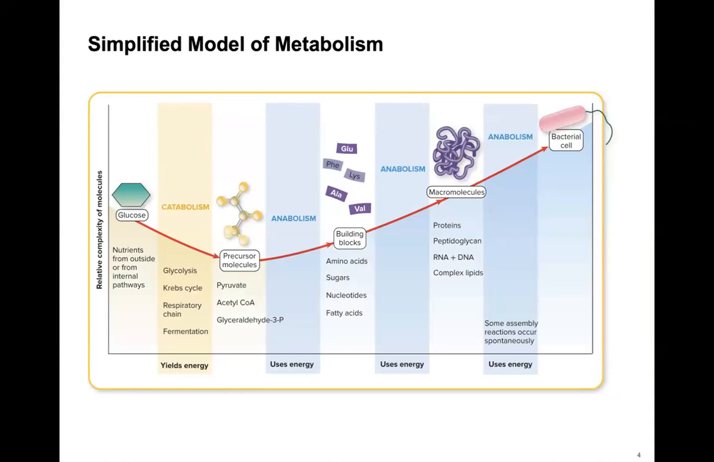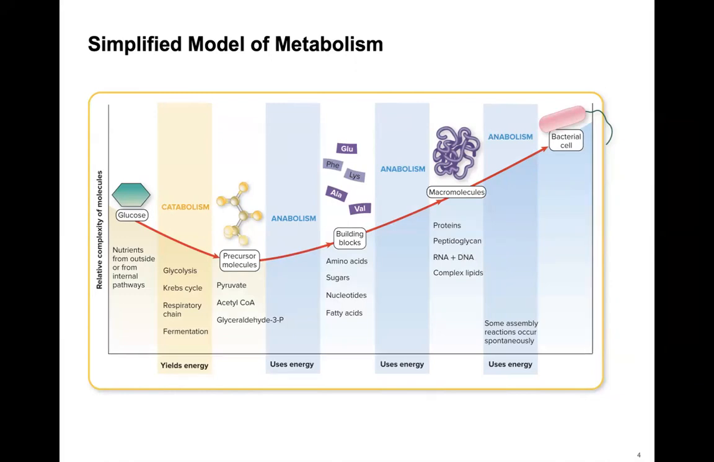So here's a simplified model of metabolism. Here we have nutrients from outside of the cell or from internal pathways. We'll undergo catabolic reactions, which can include things like glycolysis, the Krebs cycle, the electron transport chain, or potentially even fermentation if it's an anaerobic pathway. This will end up yielding energy.